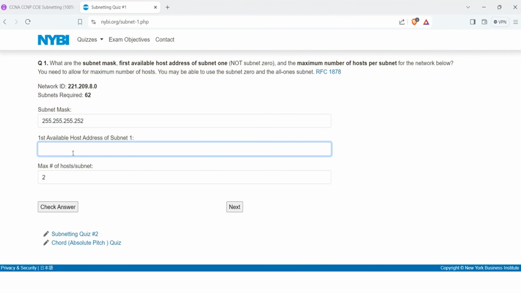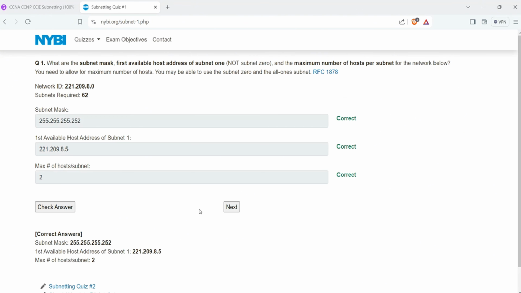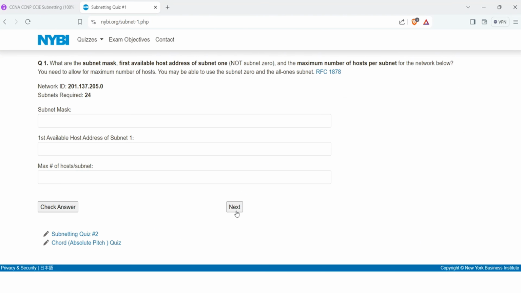Now my jump start is 4. So 0, 4, 8. Forget about subnet 0. So 4, what's after 4? 5. 221.209.8.5. You see that? Just like that. Okay, let's go next.